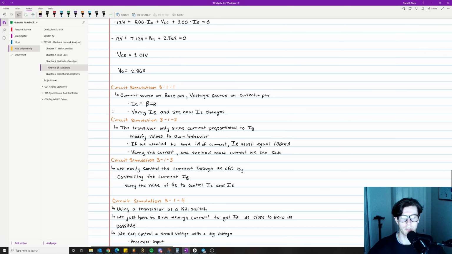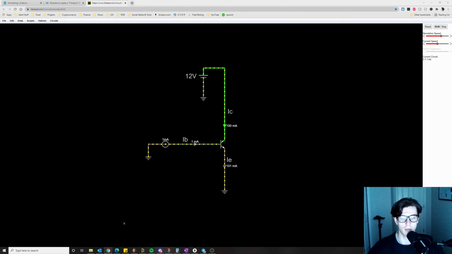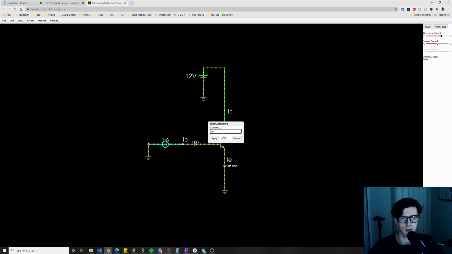The note is to make sure you understand that the current on the collector is directly related to the current on the input of the base pin times beta. I've said this a bunch, hopefully it's getting through to you. We can also vary IB and see how IC changes. Let's go up to 2 milliamps, still with a 40 volt source. Now we're conducting 200 milliamps, and if we go to 5 milliamps, 500 milliamps. That's literally how it works: current in the base pin is directly proportional to current in the collector pin.